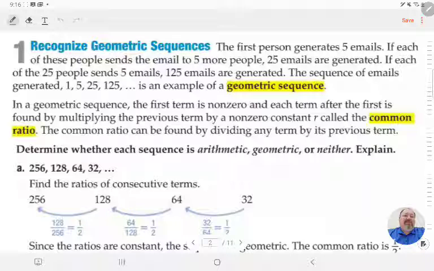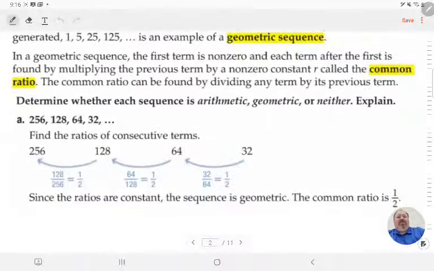In a geometric sequence, the first term is non-zero, and each term after the first is found by multiplying the previous term by a non-zero constant, r, called the common ratio. The common ratio can be found by dividing any term by its previous term.